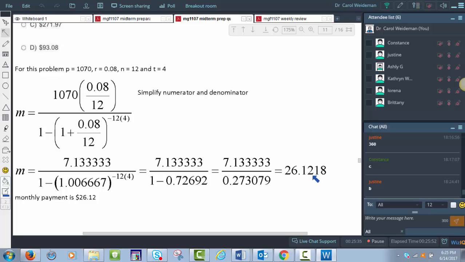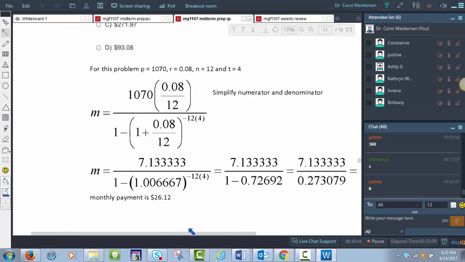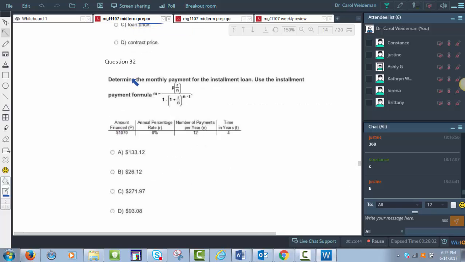So I got 26.12. I'm going to round it off to 26.12. So the answer here is $26.12 would be the payments.